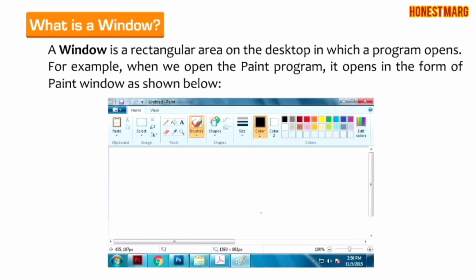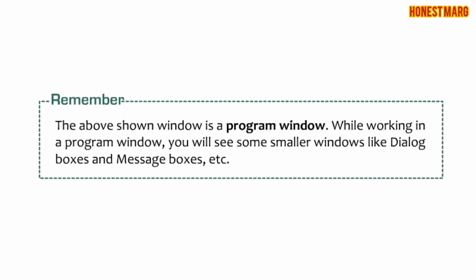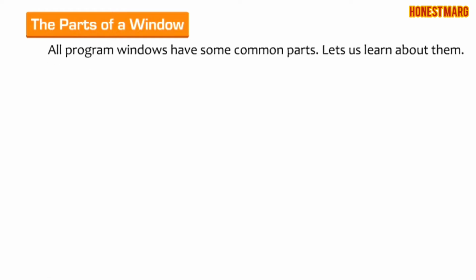What is a window? A window is a rectangular area on the desktop in which a program opens. For example, when we open the Paint program, it opens in the form of Paint window as shown below. Remember, the above shown window is a program window. While working in a program window, you will see some smaller windows like dialog boxes and message boxes, etc.